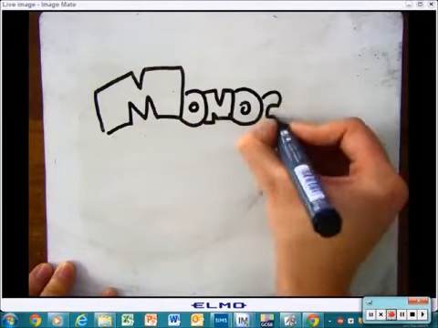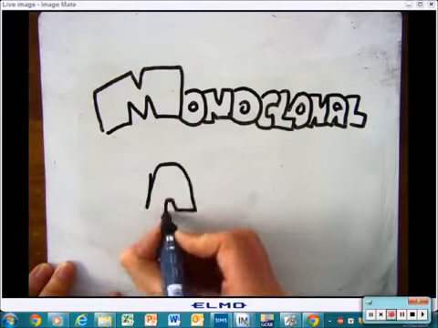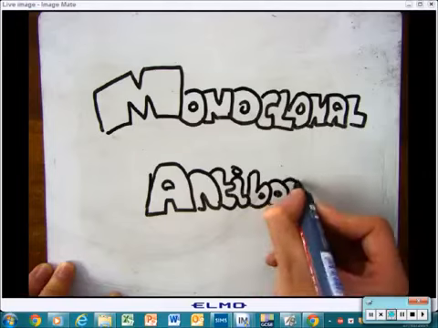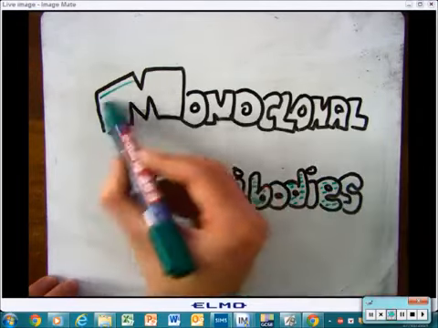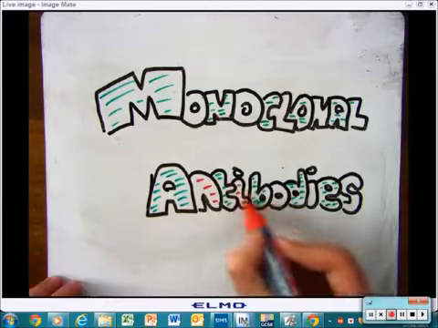This part of the course is going to have a look at monoclonal antibodies. So you're going to have a look at what monoclonal antibodies are, how they're used in particular in treating and diagnosing cancer, pregnancy, and blood clots.